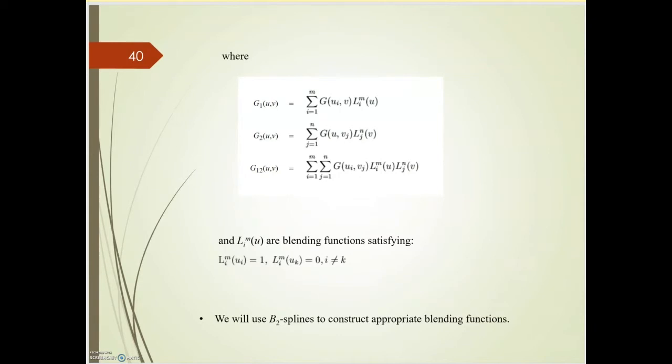L_i^m(u) are blending functions satisfying L_i^m(u_i) equal to 1, and L_i^m(u_k) equal to 0 where i is not equal to k. The equations for G1, G2, G12 are given here. We'll use B-splines to construct appropriate blending functions. So the most interesting thing about the Gordon surface is adding two surfaces and deleting a third surface.